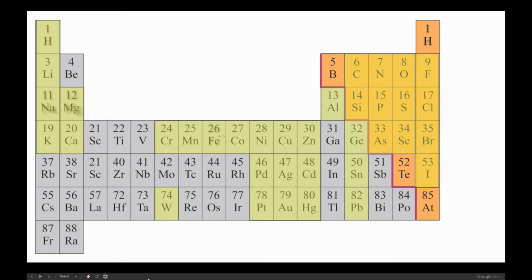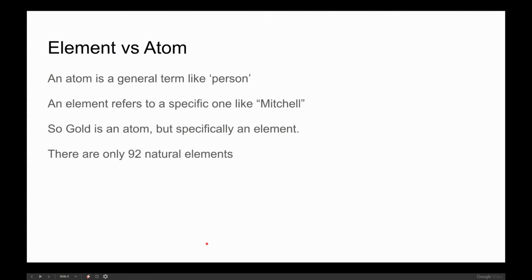The difference between an element and an atom. An atom is talking about a person in general. An element refers to a specific one, say like Mitchell. So it's like saying a student versus Ella. So gold is an atom, but it's specifically an element. There are only 92 natural elements, of which only about 24 affect your daily life.